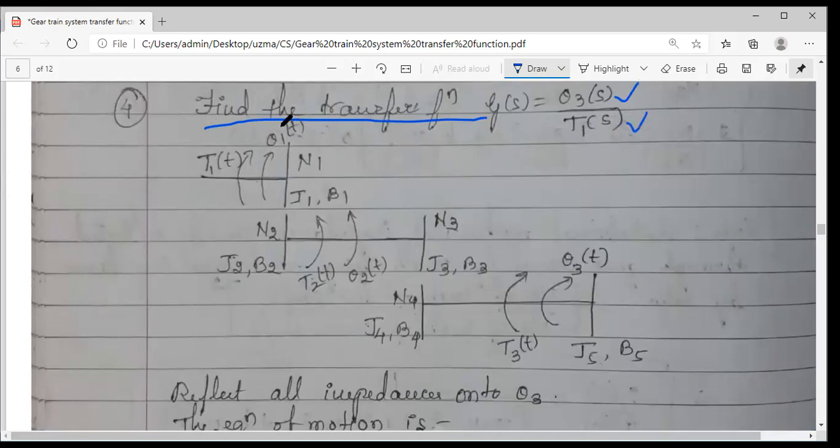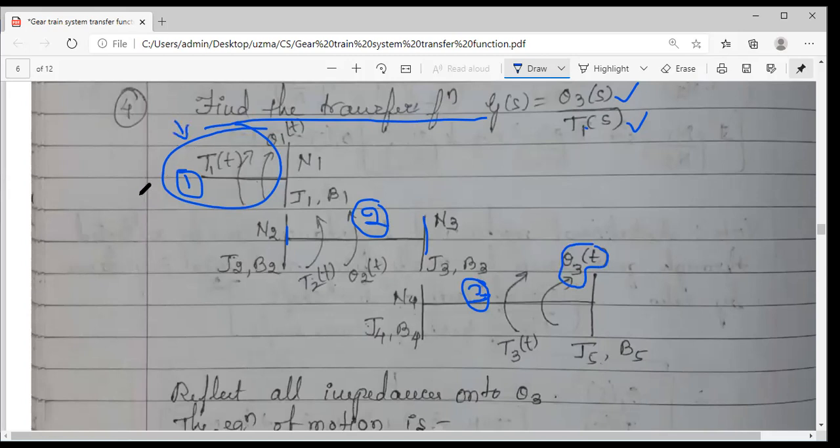Theta 3, where is it? Observe, this is your shaft 1. This is your shaft 2. In shaft 2, you have two gears connected. And you have shaft 3. So totally 3 shafts are there. And theta 3 is somewhere here, on the third shaft. And torque is applied here at the first shaft.